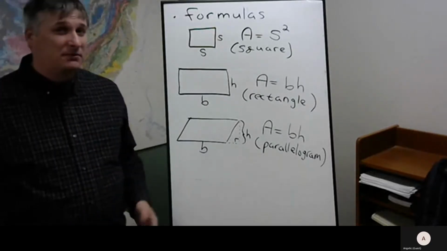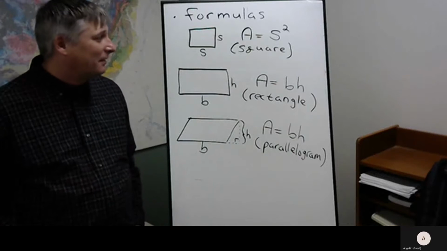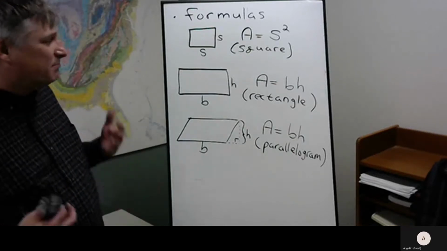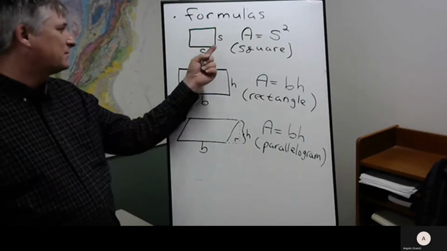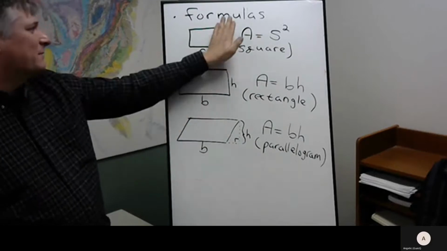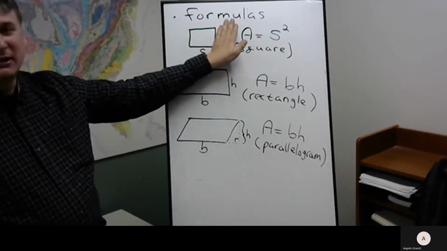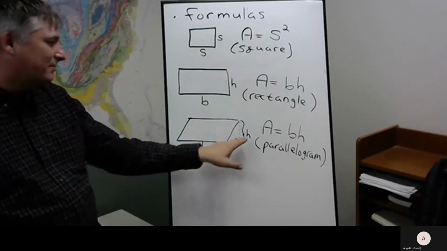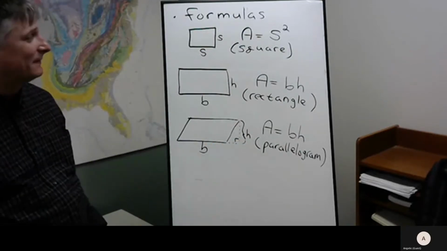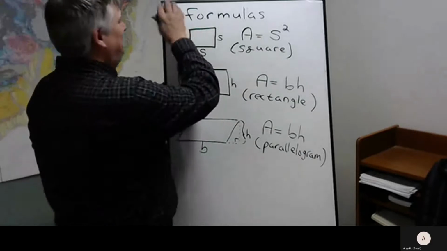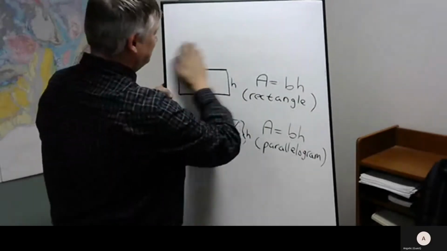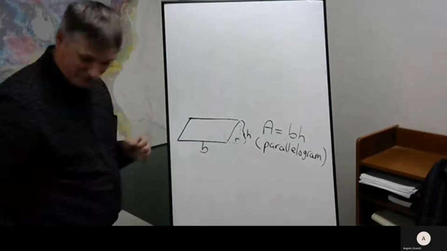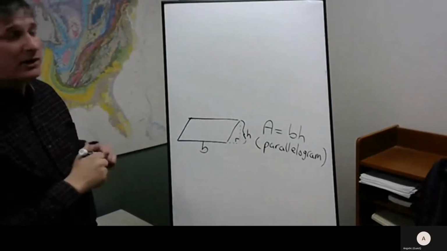So any questions about those? All right. So these are sort of the base times height. Base times height. And you don't even have to put that s there. You can just leave it like this. Base times height, base times this particular height. All right. So now we're going to look at triangles.